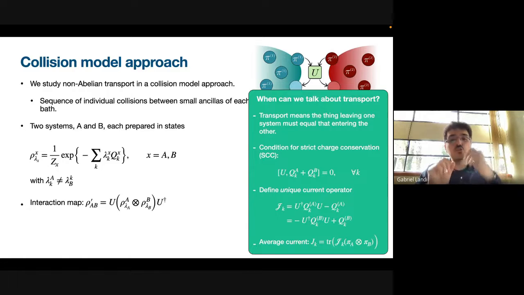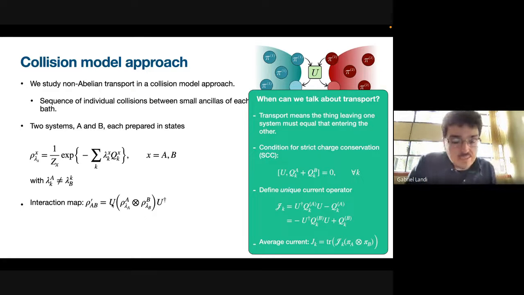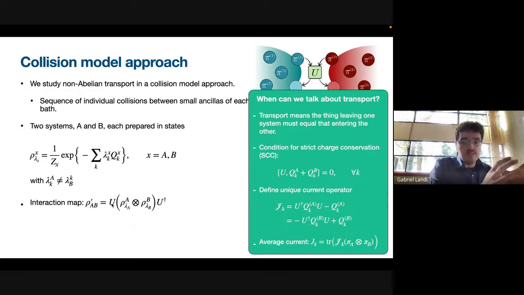Now, the first crucial question that we have to ask is, when does it make sense to talk about transport? Because up until this point, this unitary can be anything we want. This is too general. So when does it make sense to actually talk about transport? By transport, what I mean is something must leave one place and go to another place, right? That's what transport is supposed to mean. So what's the condition for whatever thing you're transporting to be conserved as you move from one place to another?